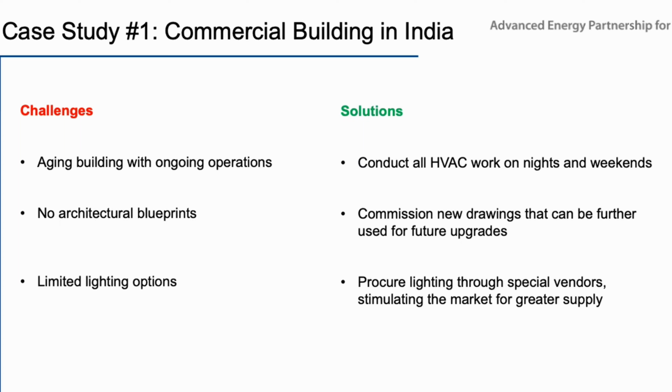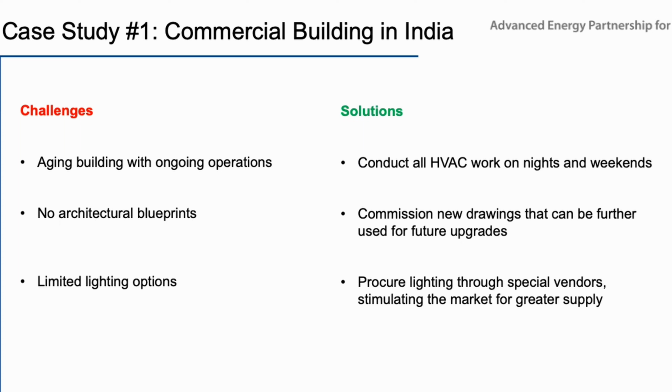Finally, for the lighting efficiency upgrades that were envisioned, domestic manufacturers offered only limited options in their equipment. So the company procured lighting through special vendors and stimulated the market for greater supply of high efficiency lighting products in Mumbai.